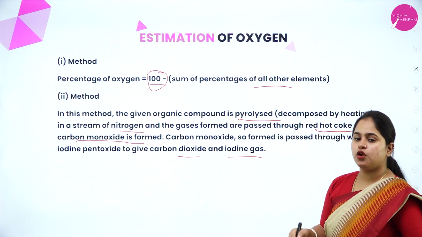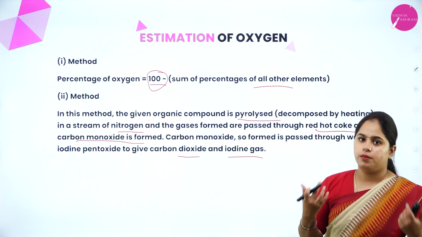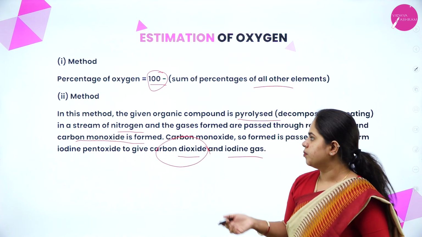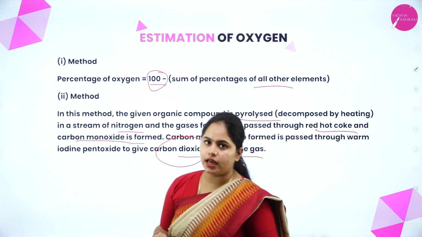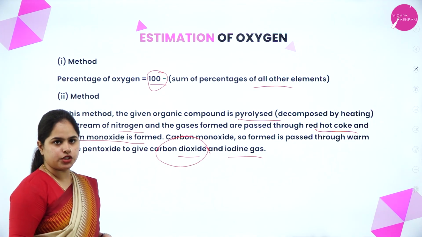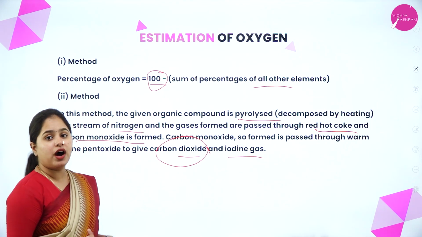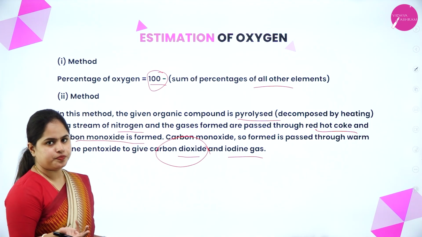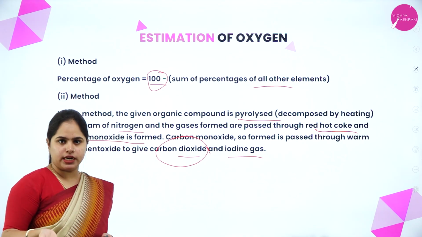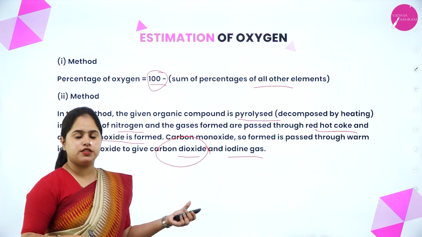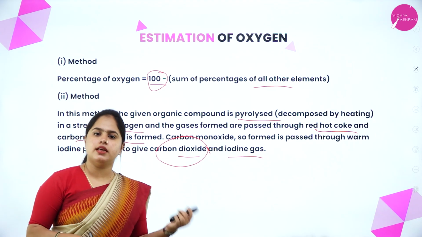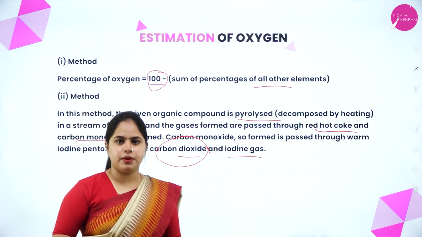So from that we can calculate the percentage of oxygen, that is, from the amount of carbon dioxide which is given out. So what is it that we are doing? The organic compound is pyrolyzed by passing it through nitrogen, and the gases which are formed are passed through red hot coke. It is reacted with carbon, and carbon monoxide is formed. Now the carbon monoxide is passed through warm iodine pentoxide, which will finally give carbon dioxide and iodine gas, from which the percentage can be calculated.